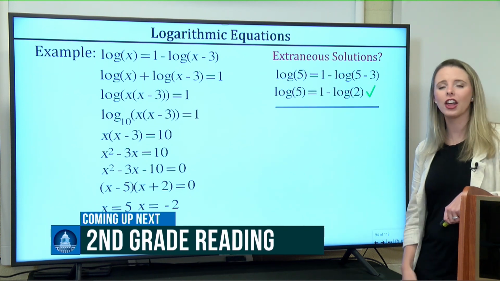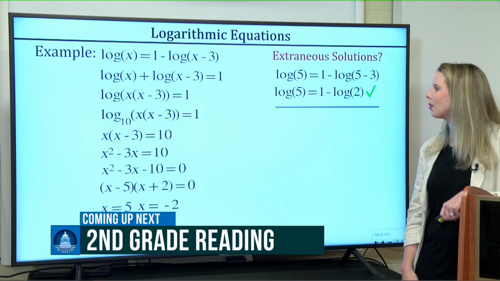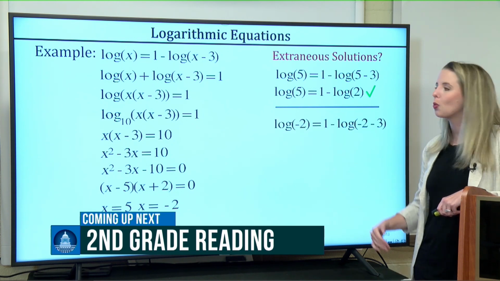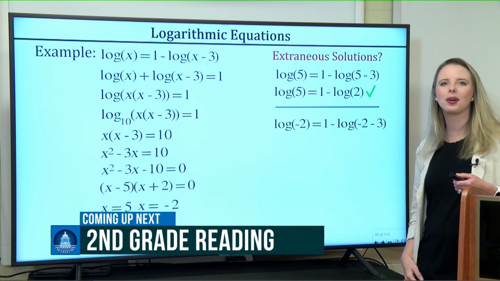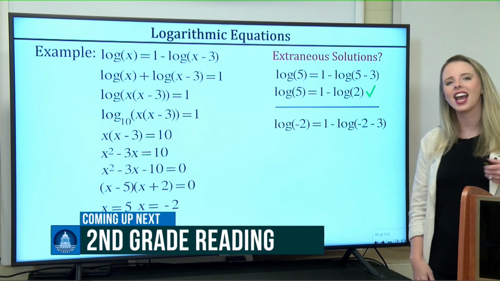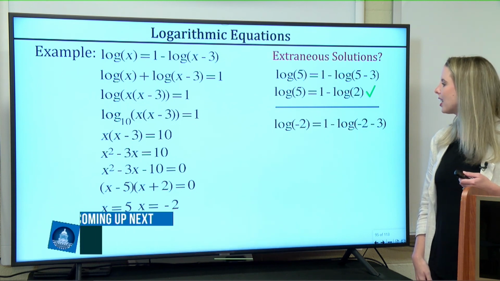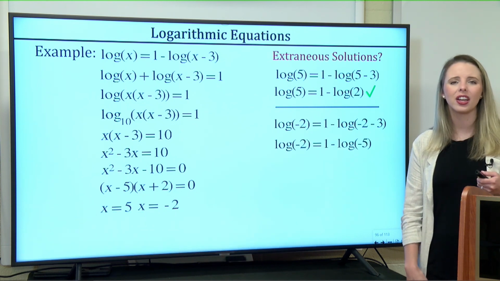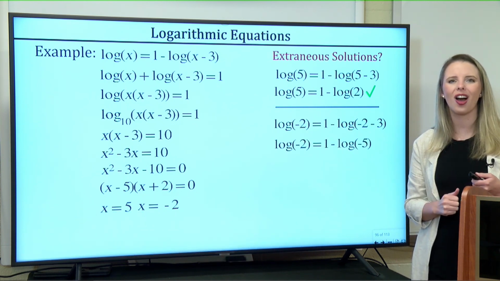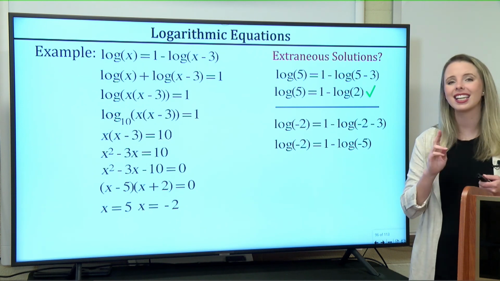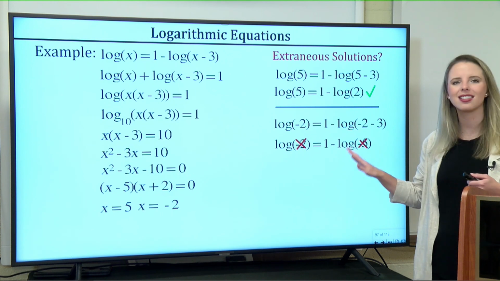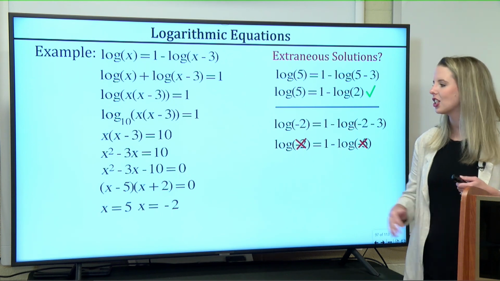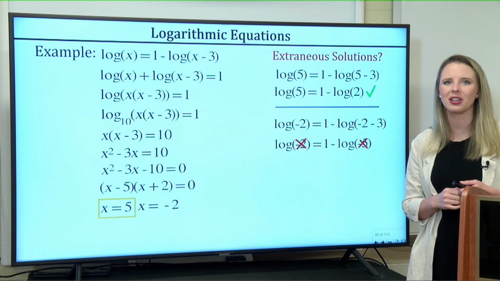We still have to check our other solution, negative 2. Log of negative 2 equals 1 minus log of (negative 2 minus 3). I have some parentheses that I need to simplify. Negative 2 minus 3 simplifies to negative 5. Do I see any zeros that I'm taking the log of? No. Do I see any negatives I'm taking the log of? Yes. So negative 2 is not a solution. That lets us know that 5 is our only solution.